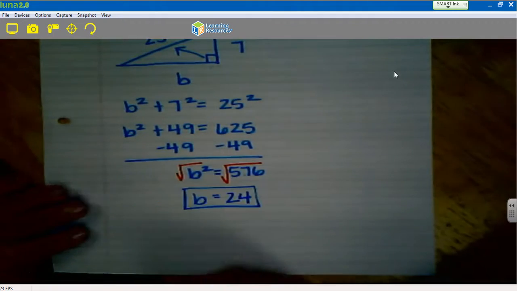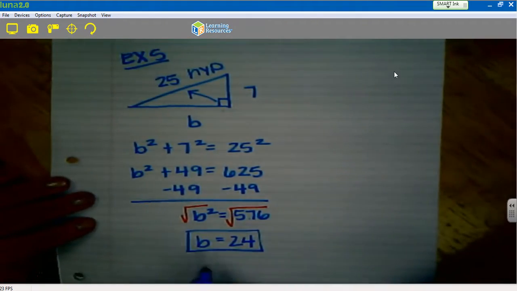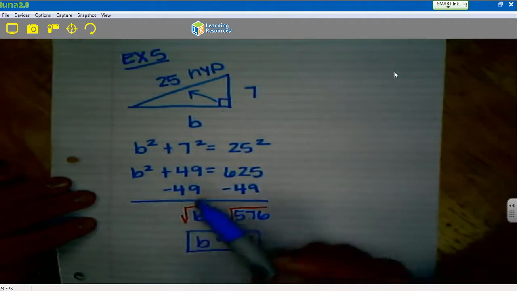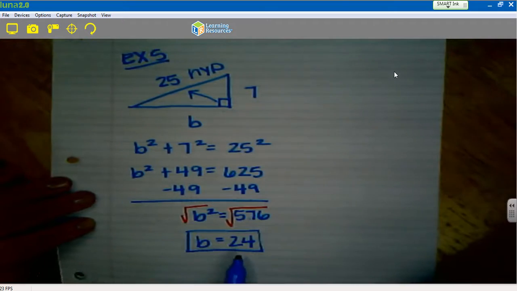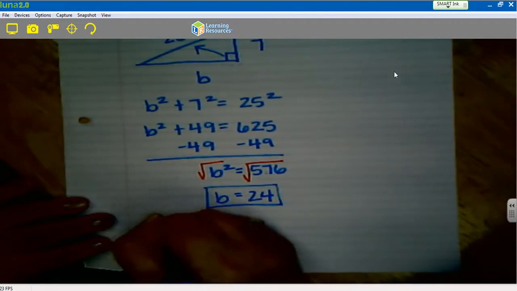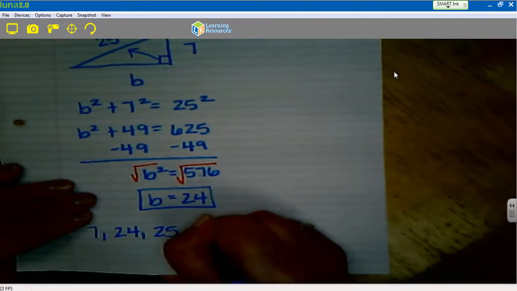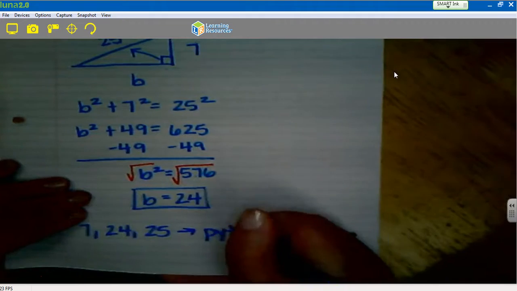So you should get B is equal to 24. That makes sense because 25 is the longest side. Also, you should recognize we have 7, 24, and 25. Those are all nice whole numbers. So 7, 24, and 25, that is a Pythagorean triple.